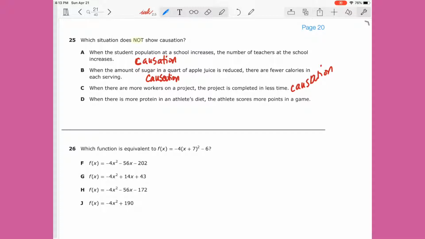When there is more protein in an athlete's diet, the athlete scores more points in the game. That's a correlation, and there probably is a very good correlation to this. But if I put more protein in the athlete's diet, it's not going to cause them to get more scores in the game. This is correlation only, not causation. So our answer choice is D.